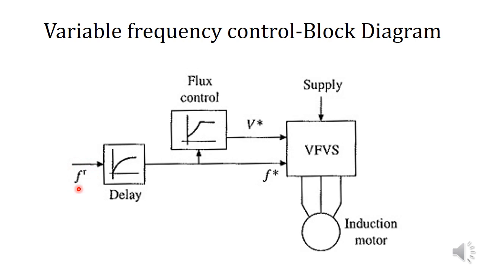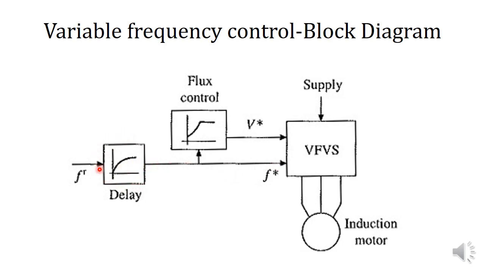Now let's see what is FR. FR is the reference frequency which gives the desired speed command. That is, this will indicate the speed at which the machine is supposed to be operated. So we have to vary the value of FR in order to control the speed of the motor. And we have a delay circuit here, and the output of the delay circuit is F star.